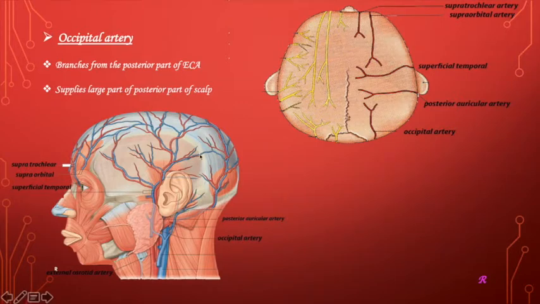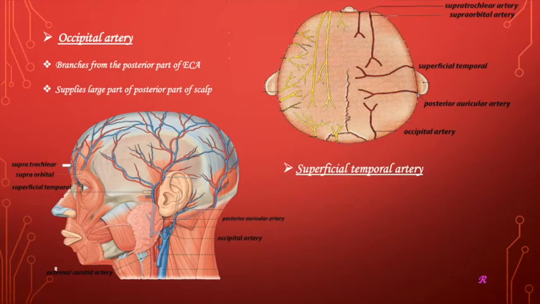You can see in this figure, this is the occipital artery. Here it is moving on to the posterior aspect of scalp, that is near the occipital bone. Here also you can see the occipital artery.